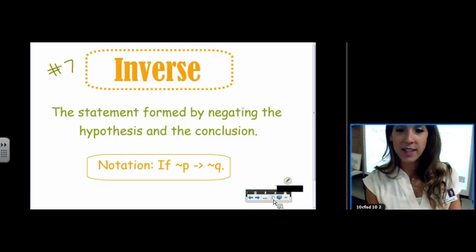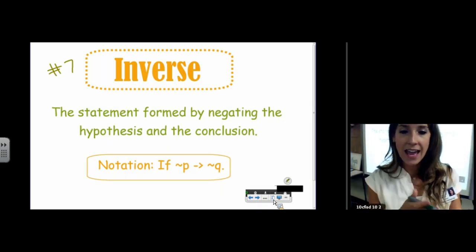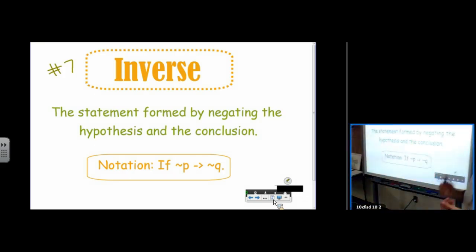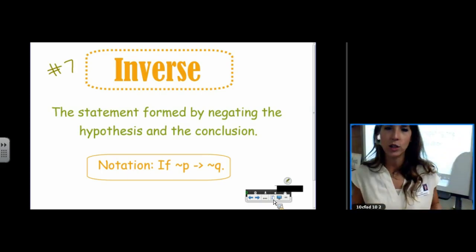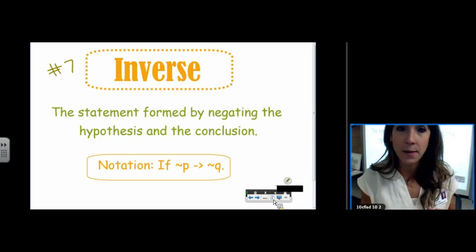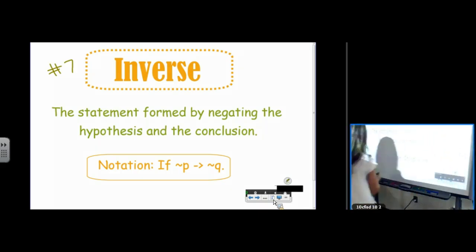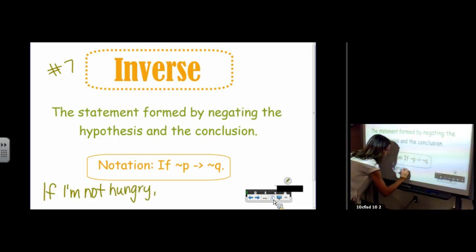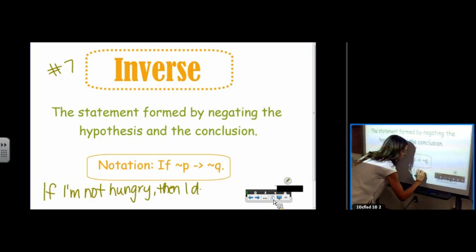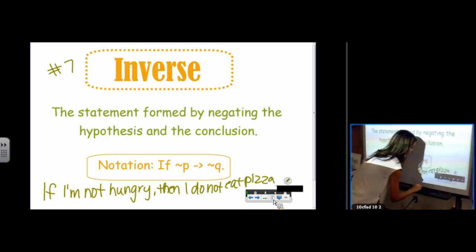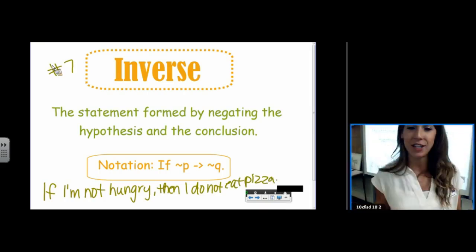In the inverse, you negate the hypothesis and conclusion. Inverse: the statement formed by negating the hypothesis and the conclusion. So we need to take our original sentence, okay? If I'm hungry, then I eat pizza. The inverse is, if I'm not hungry, then I do not eat pizza. That is the inverse of our conditional.